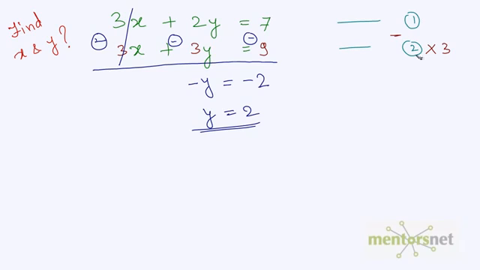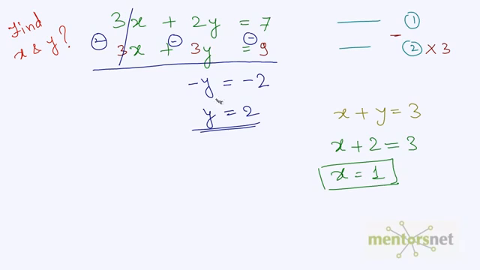Now you can put the value of y in any one of these equations to get the value of x. So the original equation number 2 was x plus y is equal to 3. Now you can put the value of y in this equation. So x plus 2 is equal to 3, and x is equal to 3 minus 2, which is 1. So you have the value of x as 1 and the value of y as 2.